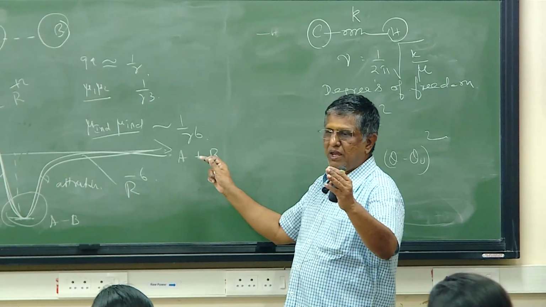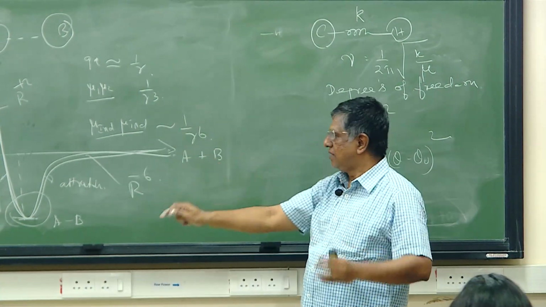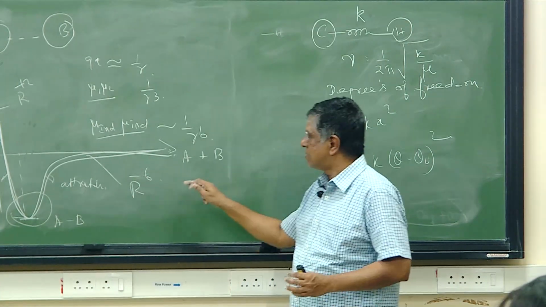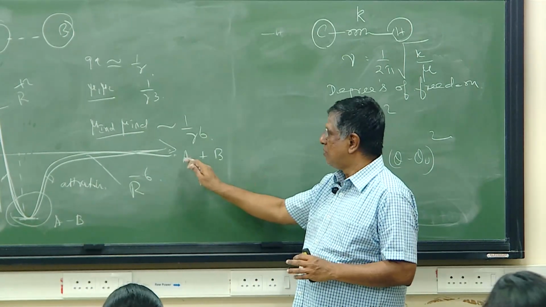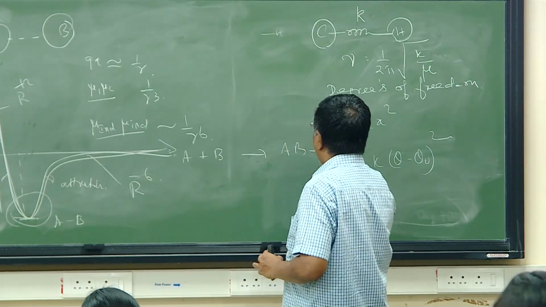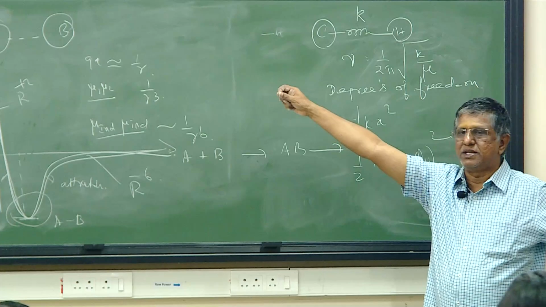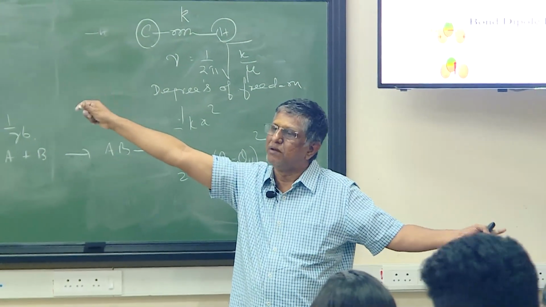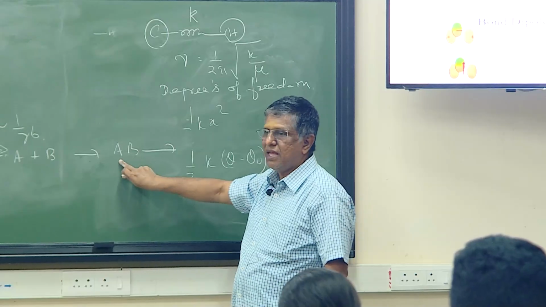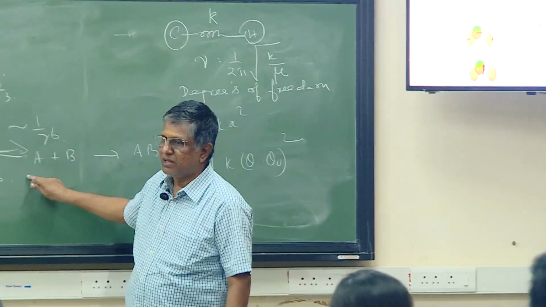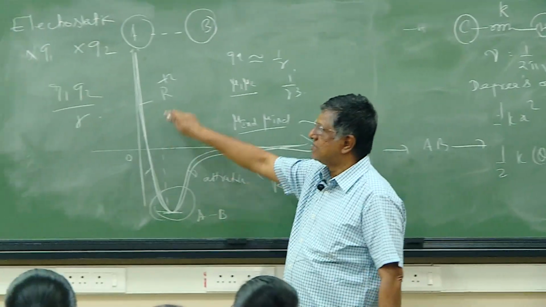Initially I have AB, I put them together, and they form a bond. If it is dissociating, it goes like A plus B, because you put A plus B to form AB. When the distance becomes very, very large, there is no interaction between A and B. In that case it becomes A plus B. So this is called the dissociation limit.